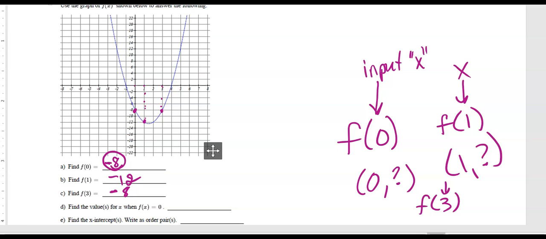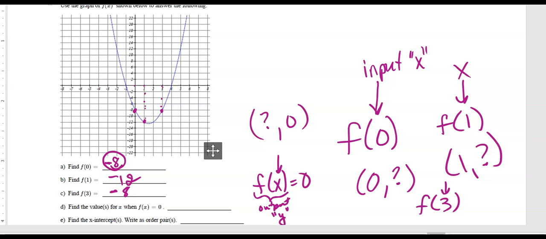And then it says, find the values for x when f of x is equal to 0. So this is my input, and f of x is my output. And we usually use y for output. So this time we're doing the opposite. What is x when y is 0? Okay, so I know that when y is 0, it's going to be on my x-axis. Every coordinate on here has a y equal to 0. So I'm going to have two places where my y is 0, where I intersect my graph. So that looks like it's negative 1 and 4.